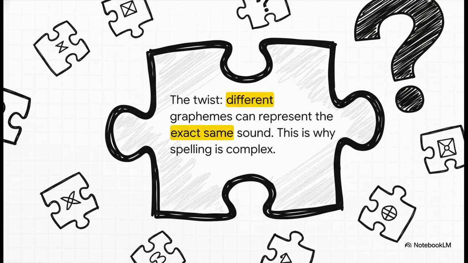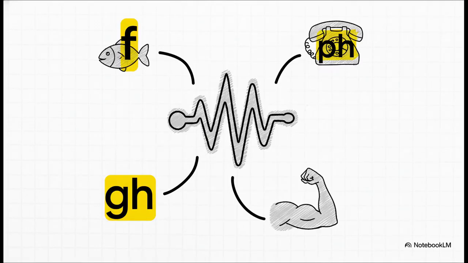Now, if the code were that simple, well, we'd be done by now. But English, it loves to keep things interesting. The code has a major twist. You can write the very same sound using totally different graphemes. This is a perfect example of what I'm talking about. Just listen to the sound in these words: fish, phone, tough. See? Your mouth is making the exact same f sound every time. But look at the page. The code uses three completely different symbols, F, PH, and GH, to write it.